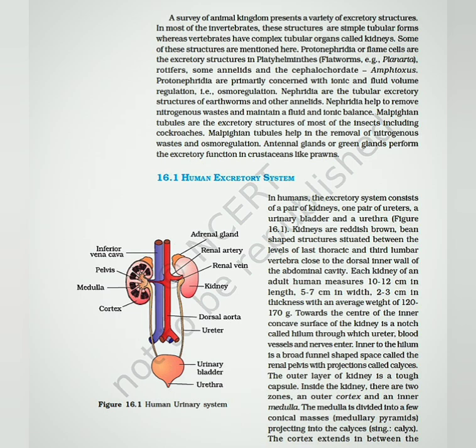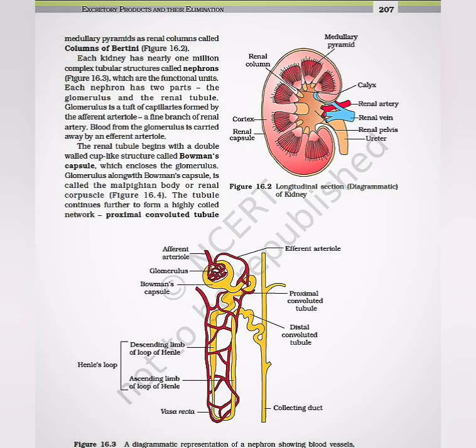Towards the center of the inner concave surface of the kidney is a notch called hilum, through which ureter, blood vessels, and nerves enter. Inner to the hilum is a broad funnel-shaped space called the renal pelvis, with projections called calyces. The outer layer of the kidney is a tough capsule. Inside the kidney, there are two zones, an outer cortex and the inner medulla. The medulla is divided into a few conical masses, medullary pyramids, projecting into the calyx. Singularly, we can call it calyx. The cortex extends in between the medullary pyramids as renal columns called columns of Bertini.